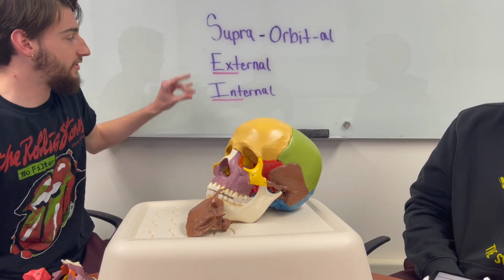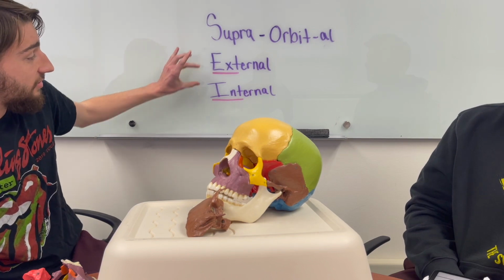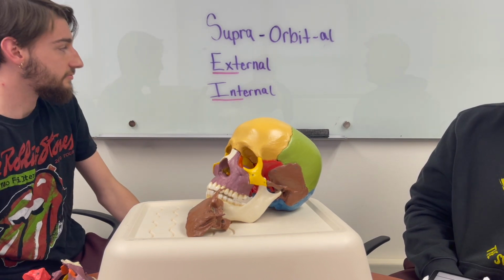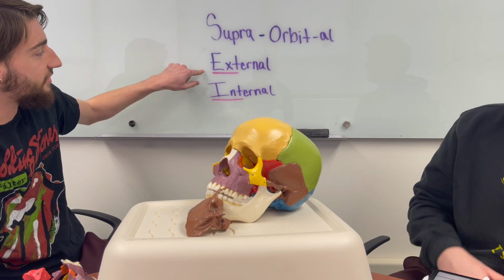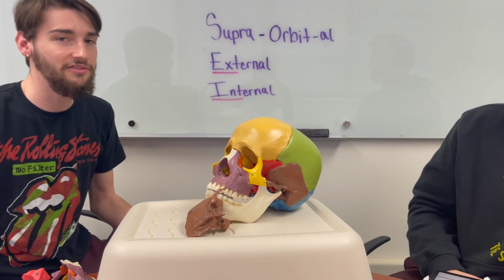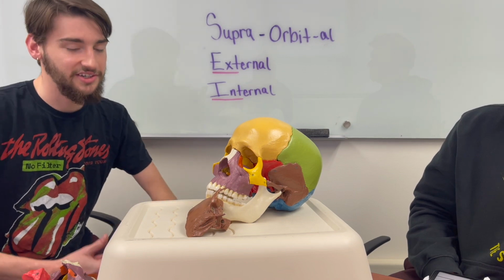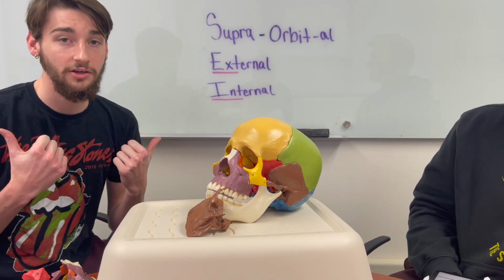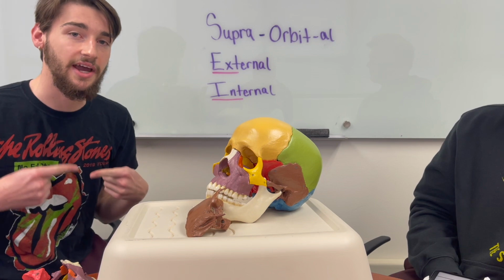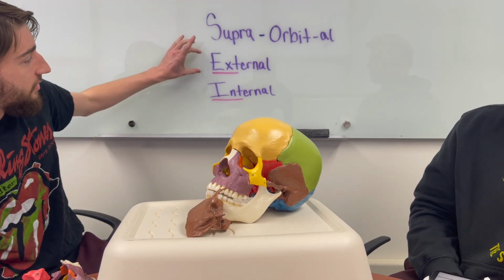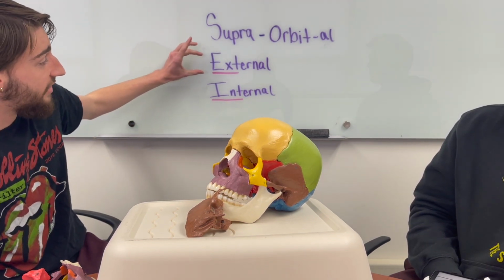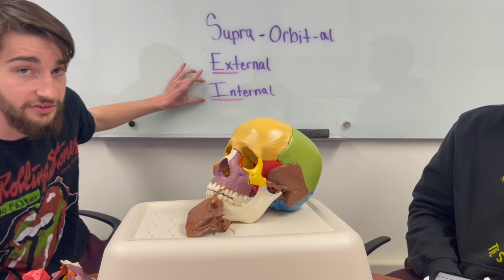So, we've got the word external and the word internal right here. External has the prefix ext. If you've heard of an exoskeleton on a bug, right? It's a skeleton that's on the outside of its body. We have an endoskeleton. It's inside of us, right? No different. We've got external, meaning on the outside, and internal, meaning on the inside.